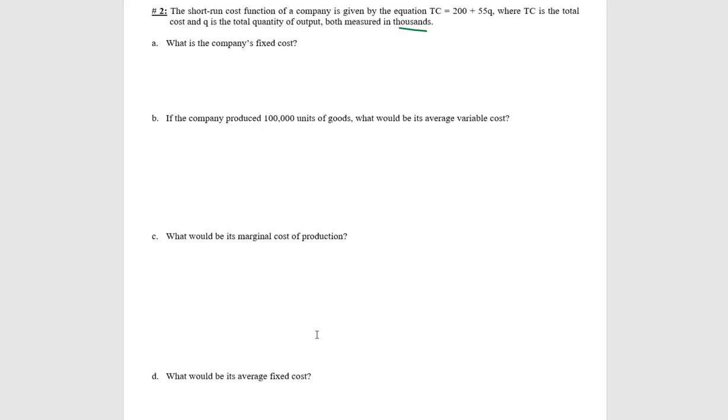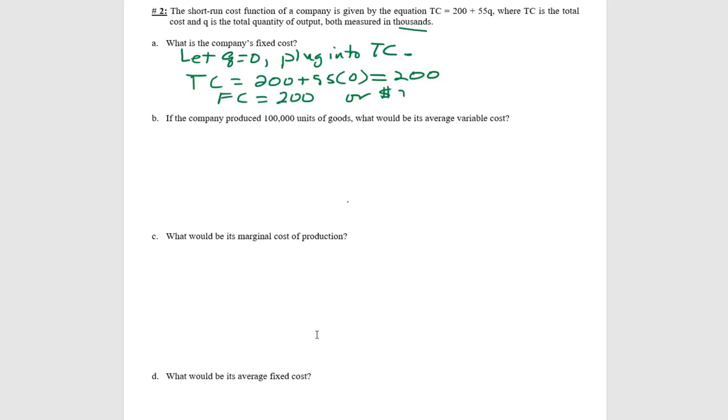There are two ways to think about this. I could start by letting Q equal 0 and plug that into the total cost function. Remember that fixed costs are costs we pay whether we're actually producing any units of the good or no units of the good. So total cost of 200 plus 55 times 0 would give me 200. This 200 has to also be our fixed costs. So this is 200 or $200,000.